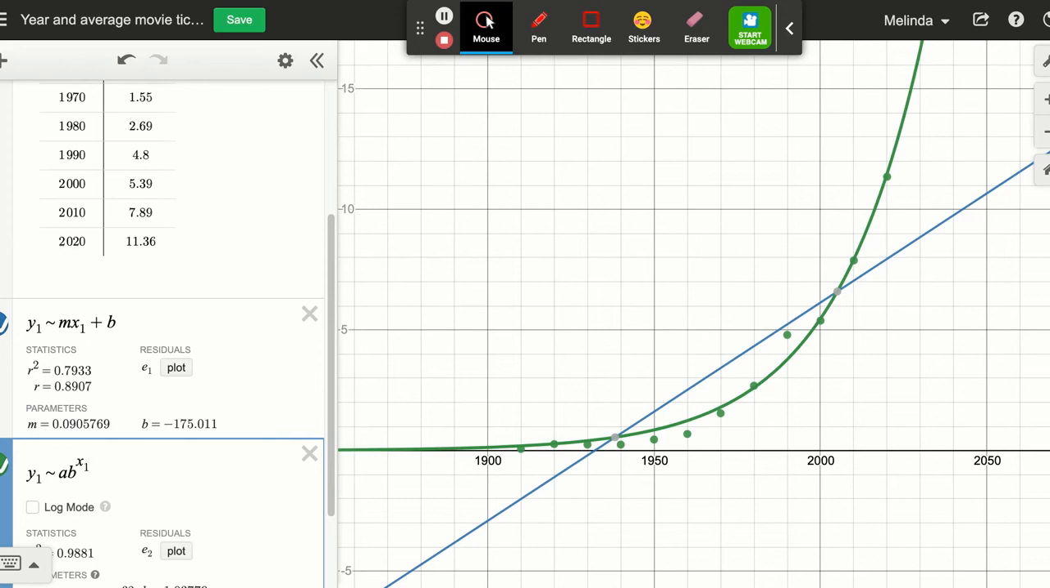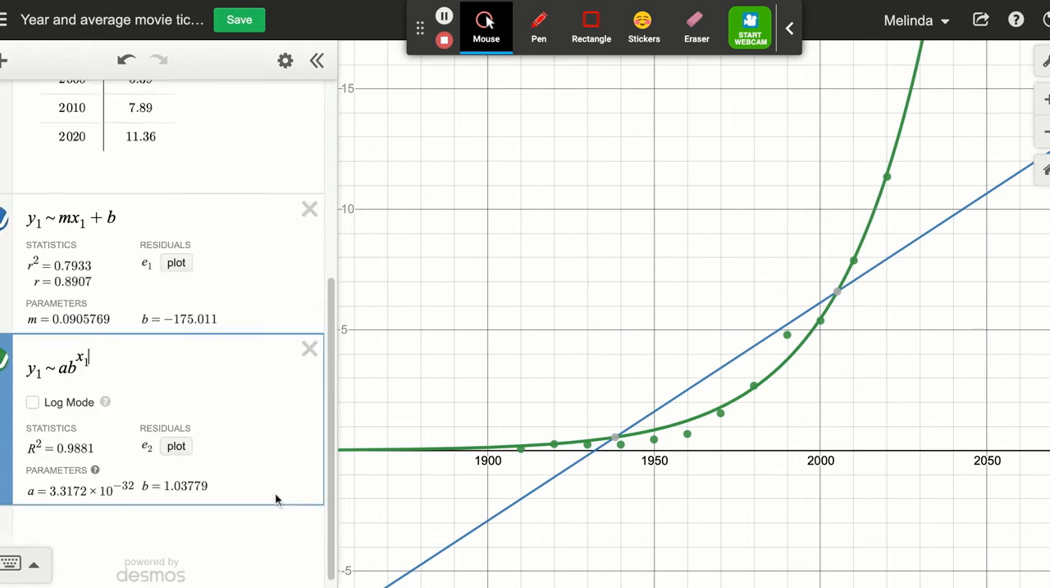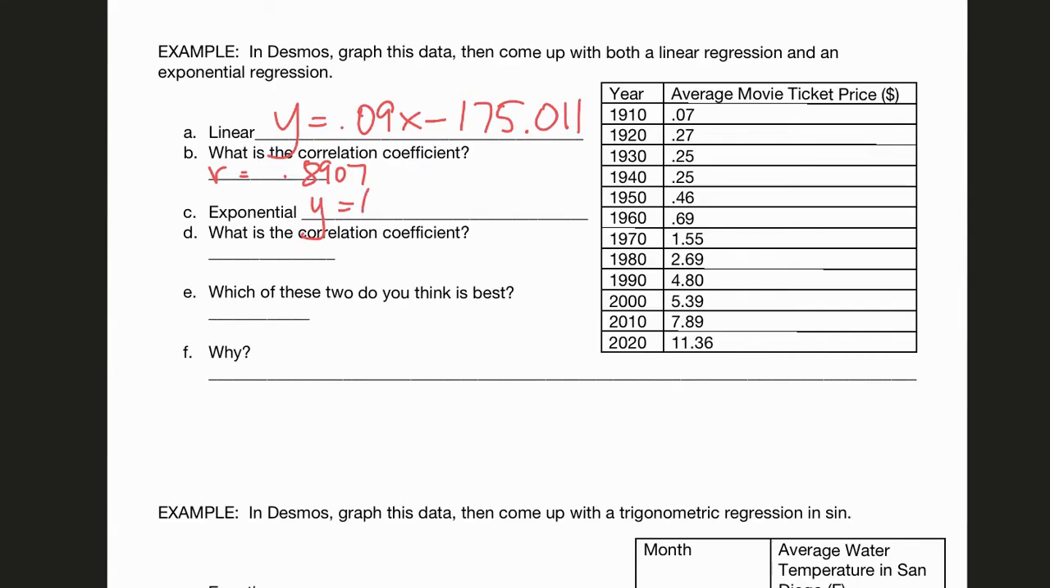Now, visually, take a look at the blue line versus the green curve. I think you can tell right away that the green one looks better. All right. Here is the correlation coefficient that the paper is asking for. Here's your A value and your B value. So this really funky looking number, 3.3 times 10 to the negative 32 times 1.04 to the x.